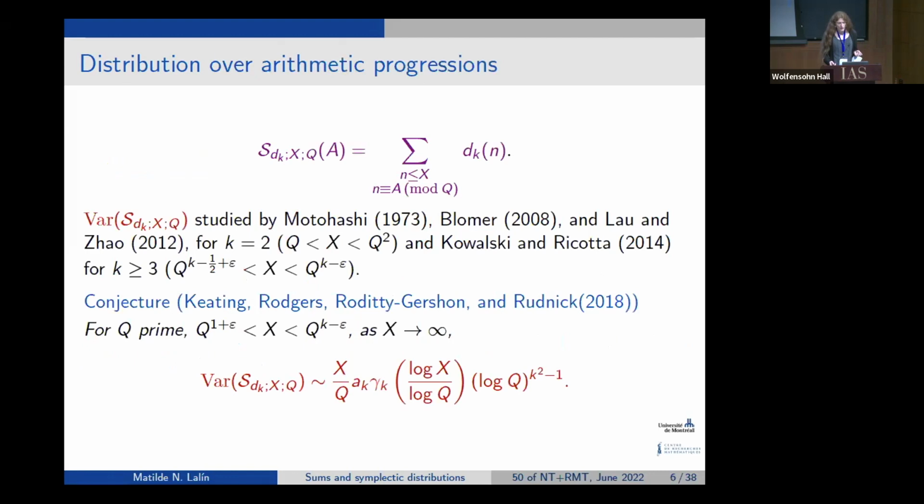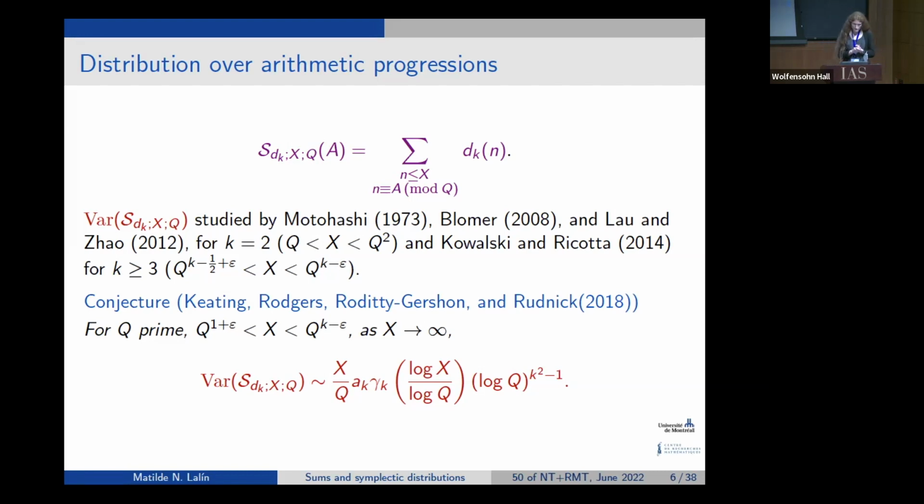Now, I want to mention the other problem, and then I'll tell you a bit more about the context of how these conjectures came to be. So the other problem that people are interested in has to do with, again, the sum of the divisor function, but now over arithmetic progressions, okay?